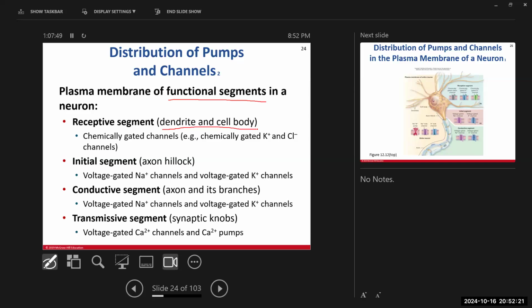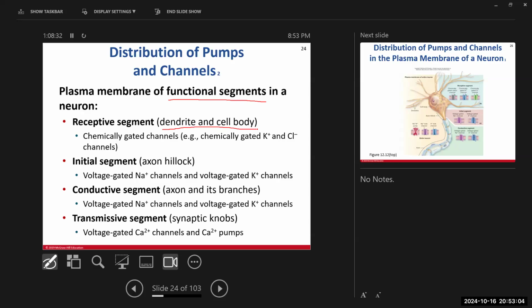We're going to run through this and then we'll call it a night. So the receptive segment is going to have chemically gated channels, and it varies because there could be several different types, but normally it'll be potassium, chloride, sodium chemically gated channels. The initial segment is going to have voltage-gated sodium channels and voltage-gated potassium channels. The conductive segment has the same voltage-gated sodium channels and voltage-gated potassium channels. Finally, the transmissive segment has voltage-gated calcium channels, and this is new, calcium pumps. And there's a reason for this. We'll talk through it.